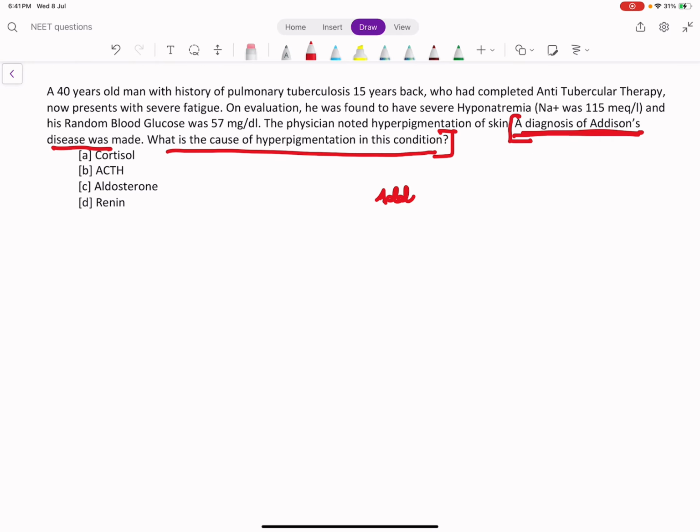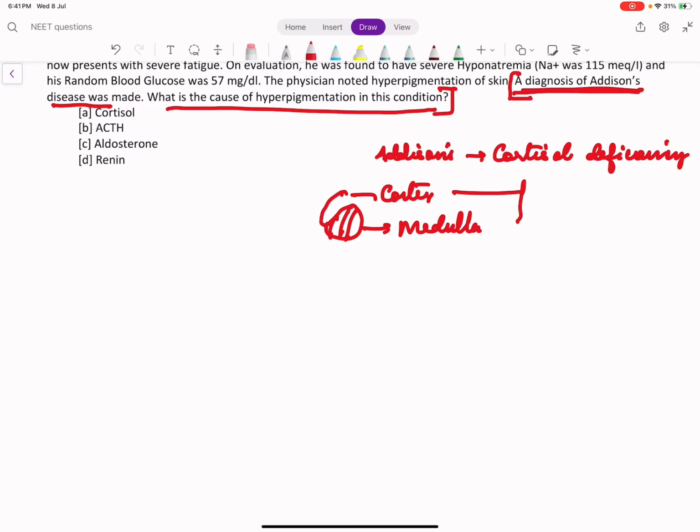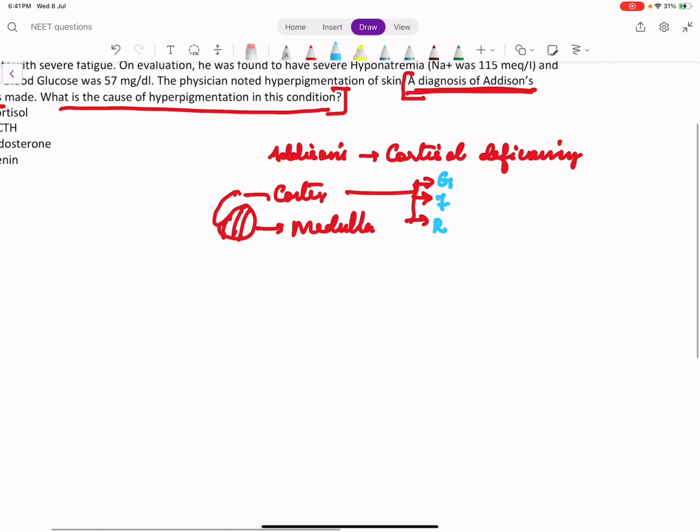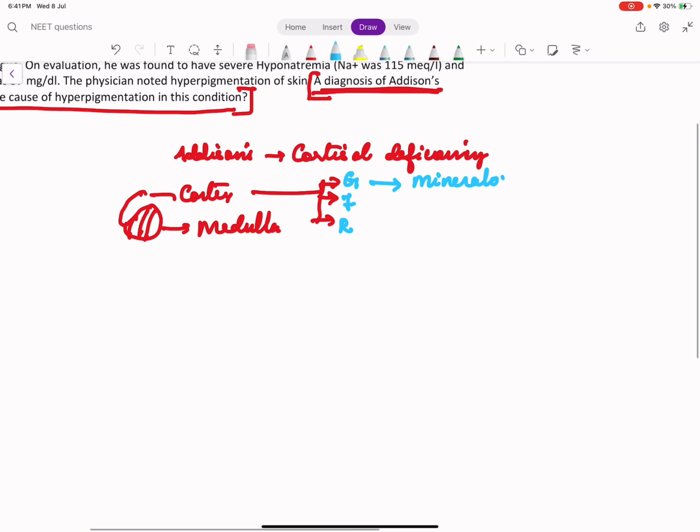So I think in the last question we discussed, Addison's is actually cortisol deficiency. If you see the adrenal gland, it is of 2 parts: the adrenal cortex, and the inner part, the adrenal medulla. Adrenal cortex, remember the term GFR: zona glomerulosa, zona fasciculata, zona reticularis. Zona glomerulosa secretes mineralocorticoids. The important mineralocorticoid is aldosterone.